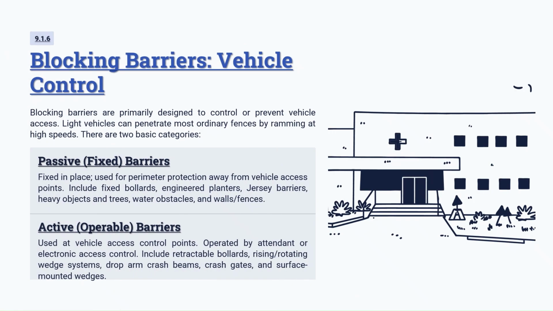Blocking barriers are specifically designed to control or prevent vehicle access. These can be classified into passive and active barriers. Passive barriers include fixed installations like bollards, planters, and reinforced structures designed to stop or redirect vehicles. Active barriers, such as gates, wedge barriers, and rising bollards, can be operated manually or electronically and are often integrated with access control systems. The objective is to counter vehicle-based threats, especially in high-security environments where forced entry by vehicles is a major risk. Effective vehicle control is a critical component of modern structural security.